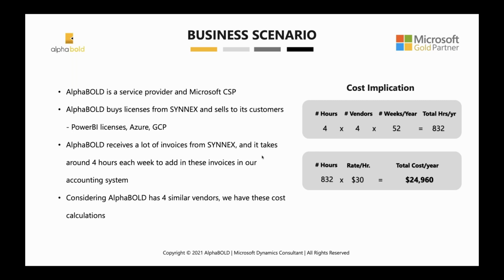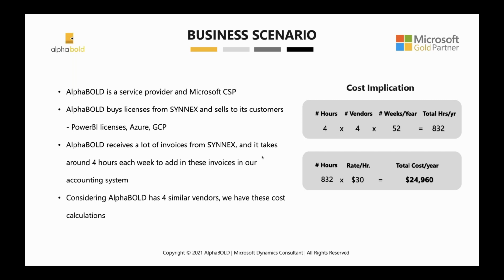So AlphaBOLD, we primarily are a service provider and a Microsoft CSP, which is a cloud solution provider. So we buy licenses from Synnex and sell to our customers. Some examples are Power BI licenses, Azure, GCP, etc. So we receive a lot of invoices from Synnex, and it takes around 4 hours each week to add those invoices in our accounting system.